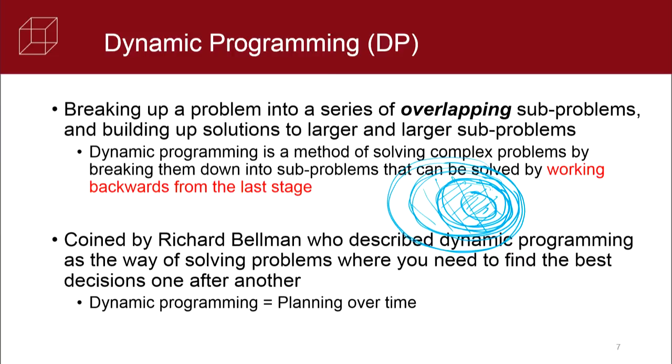Right. So dynamic programming was coined by Richard Bellman, who described it as a way of solving problems where you need to find the best decision one after another. So that is some kind of sequential decision making. All right. So he named the class of optimization problems which find decisions over time dynamic programming. The dynamic means over time, right? Making a decision over time. And programming means planning, right? So dynamic programming means planning over time.